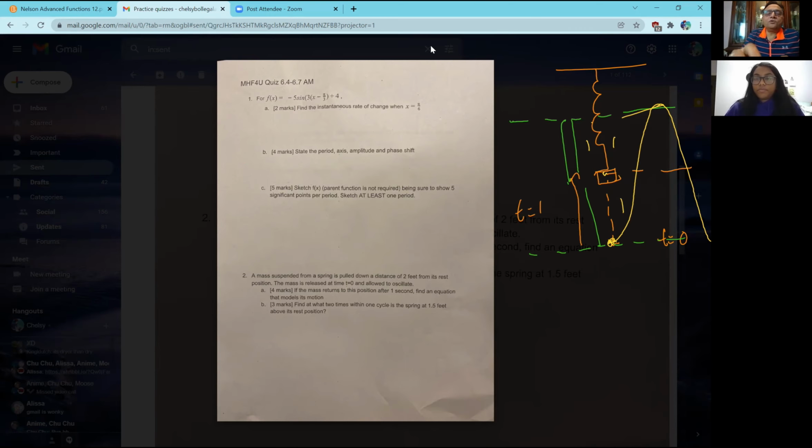And you want to find, it says what? The mass suspended and pulled 2 feet below. So if I take this as my axis, right? This is the amplitude. This is -2 and this is +2. Is it okay now? Yeah. You want to find the times when it is 1.5 above the rest position. So second part, we have to calculate the time when it is 1.5 above, at these 2 points. Is that okay?